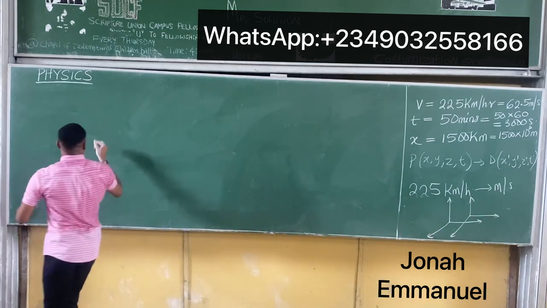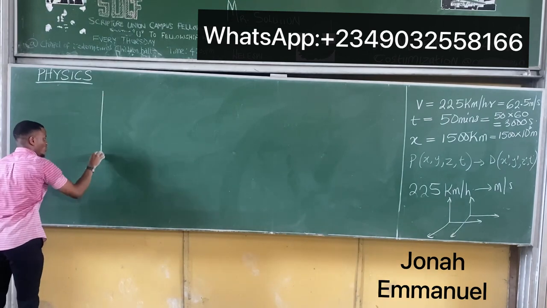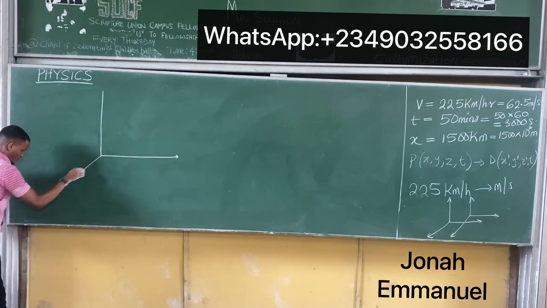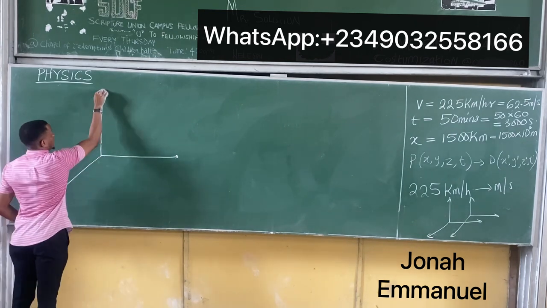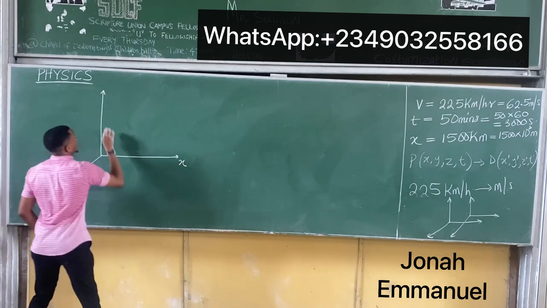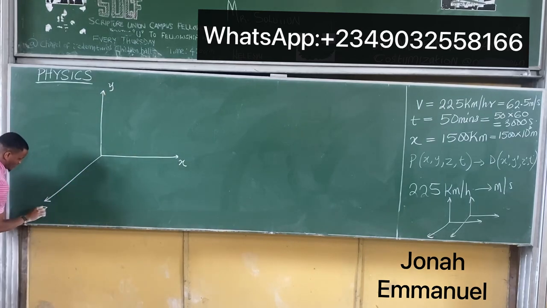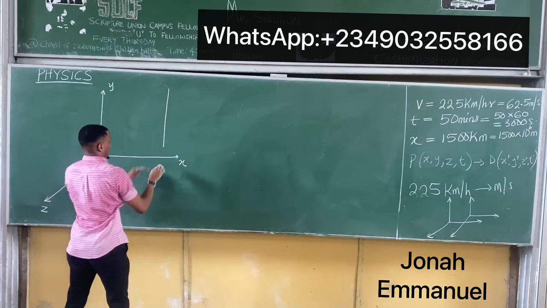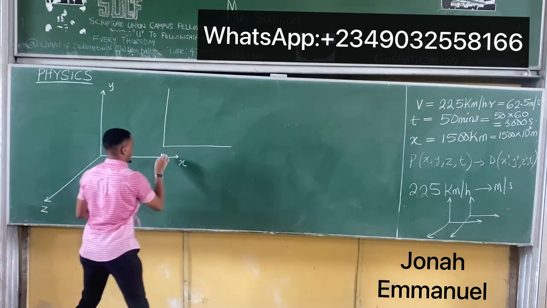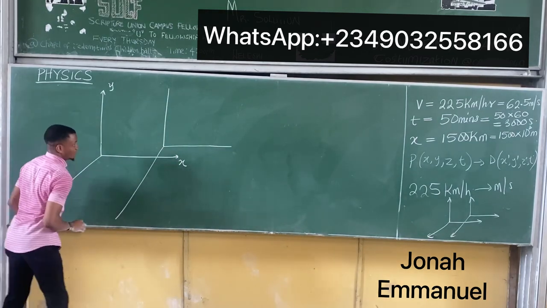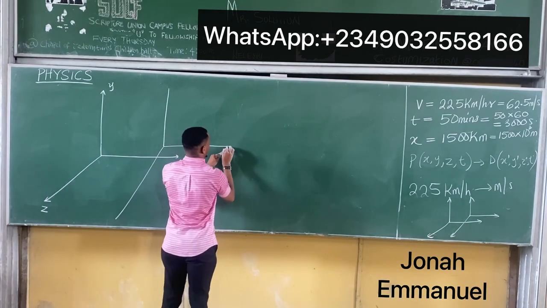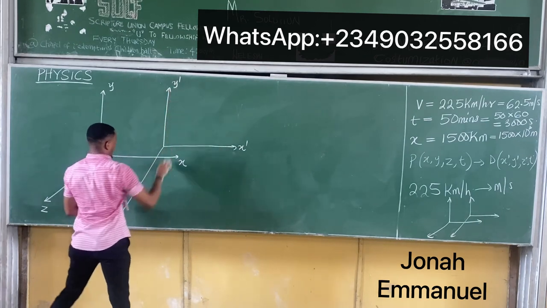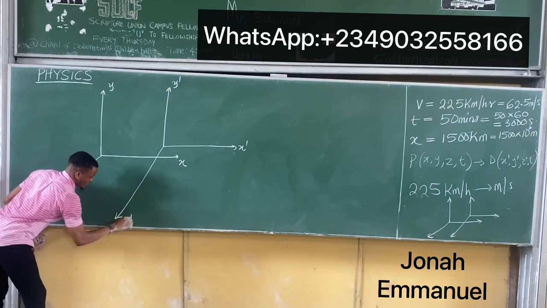For my diagram, I'm having this one here. This one. This one. And then this. So this is X. This is Y. This is Z. And then the next one here. Draw them parallel. This one here. This is X prime. This is Y prime. This is Z prime.